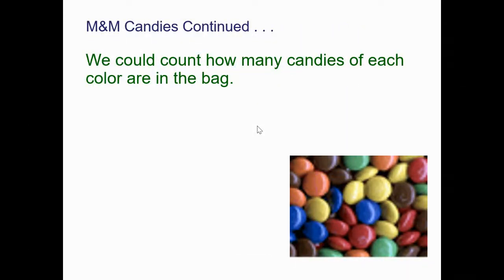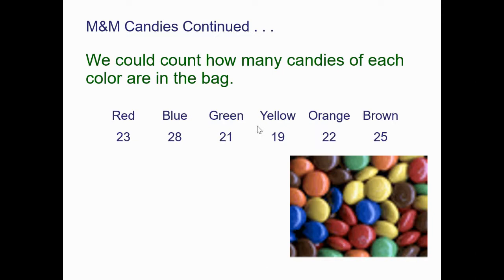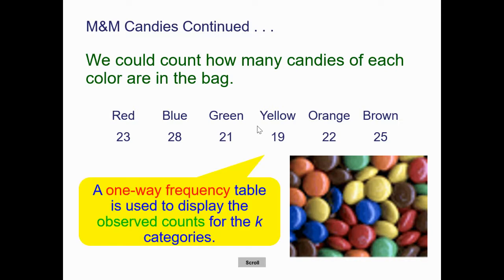Again, we could count how many candies of each color are in the bag. In this particular bag, we had 23 red, 28 blue, 21 green, and so on. So this is called a one-way frequency table, and it's used to display the observed counts for the K categories. It's one way because there's only one variable. Like I said, Monday and Tuesday we'll look at two-way tables.